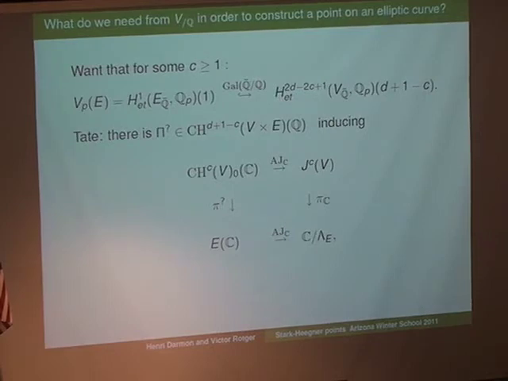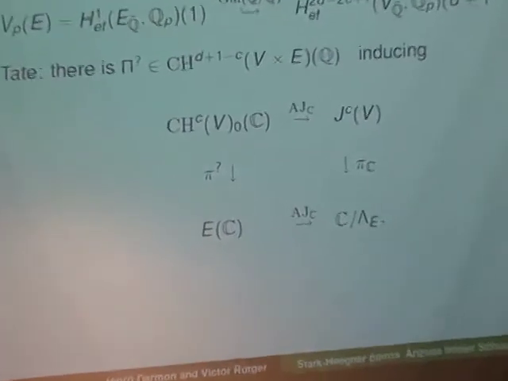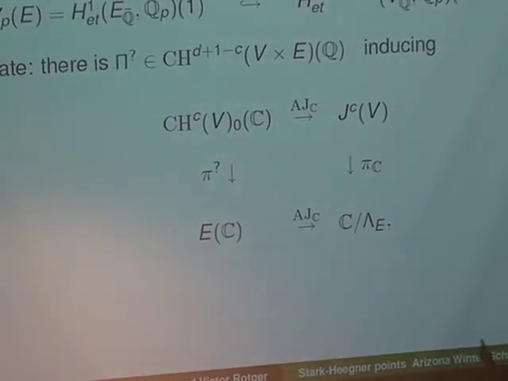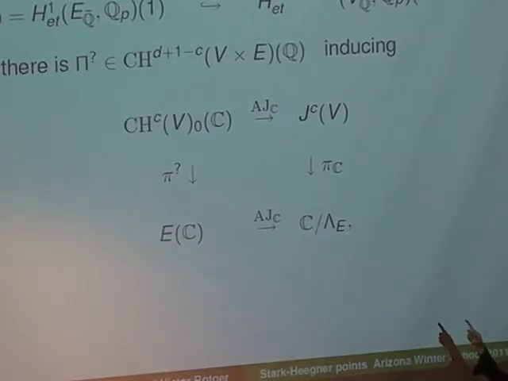And this is what I really want to pay attention to: how this map works. So let's look at the vertical map on the left. It goes from codimension C cycles on V to points on the elliptic curve. So this is good news, because this is like a machinery for constructing points on your elliptic curve. If you are able to construct interesting cycles upstairs, you will be able to map them down to your elliptic curve. How does it work?